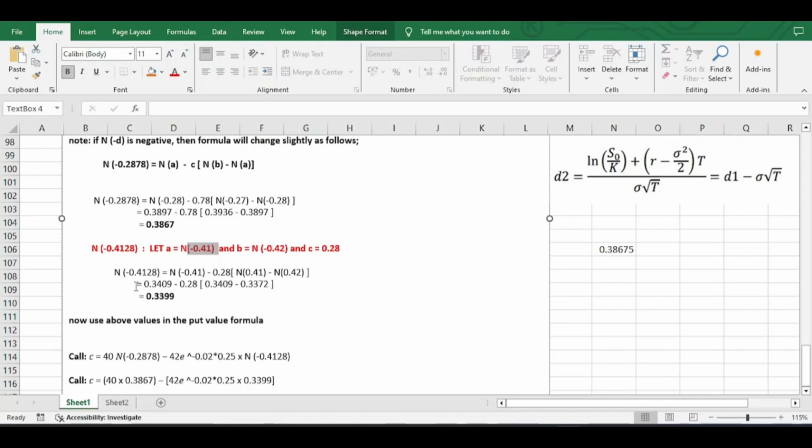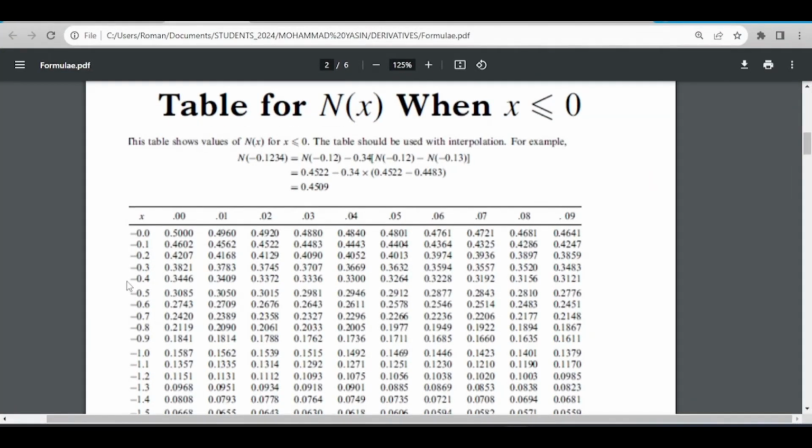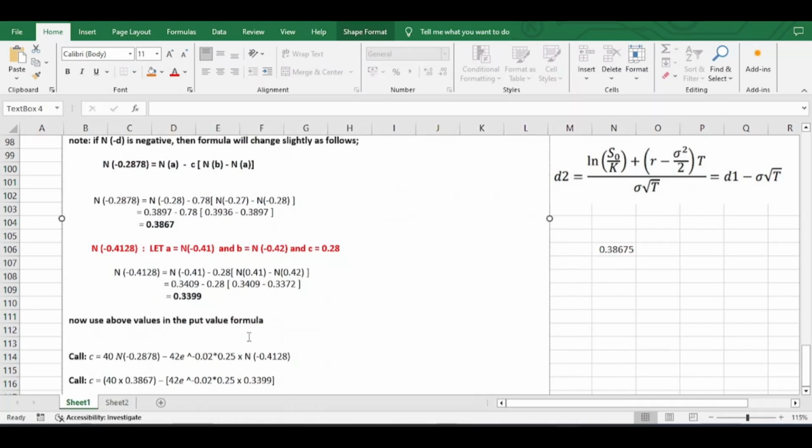Therefore, you apply this formula and check your probabilities from the table. So negative 0.41 is 0.3409, and negative 0.42 is 0.3372. Applying these probabilities here, you get the total probability 0.3399.